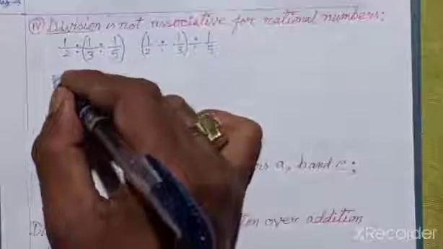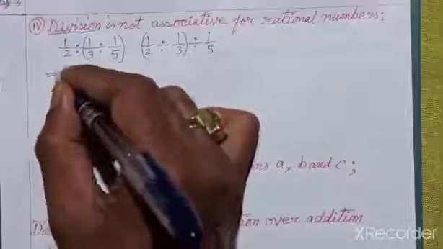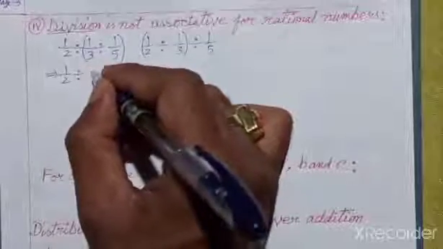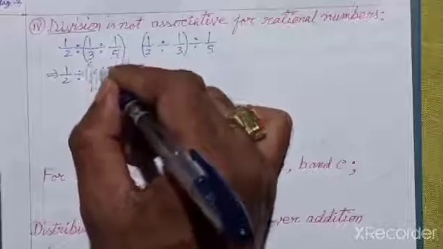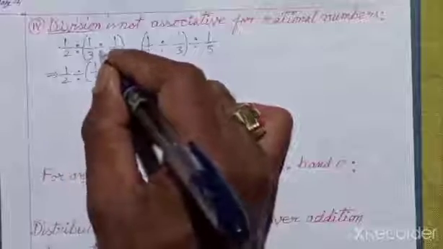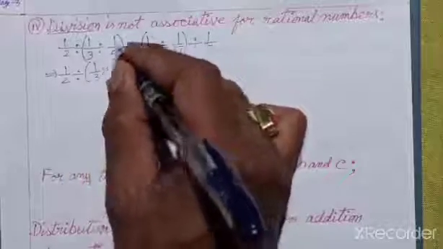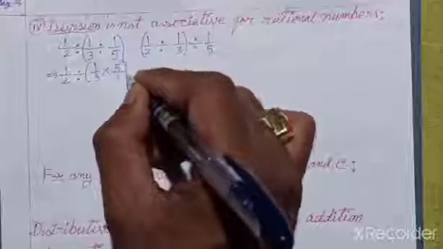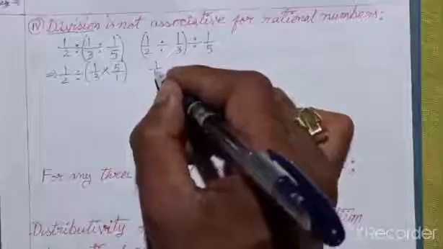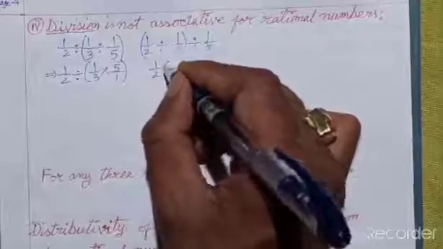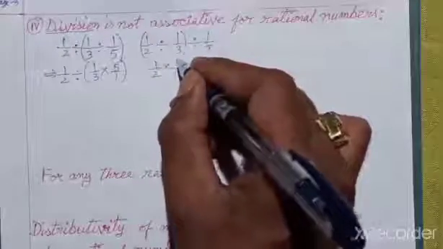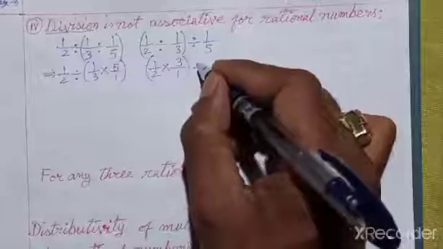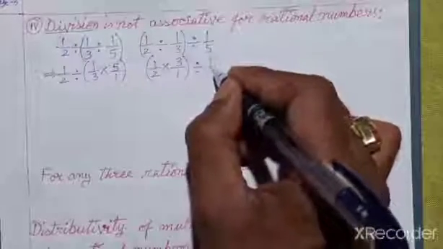Let's find out their answer. The first one is 1/2 divided by 1/3 divided by 1/5. Divide is changed into multiply. 1 and 5 are interchanged, then 5/1. In the second case, 1/2 divided by 1/3, divide is changed into multiply. 1 and 3 are interchanged, then 3/1. Divided by 1/5.